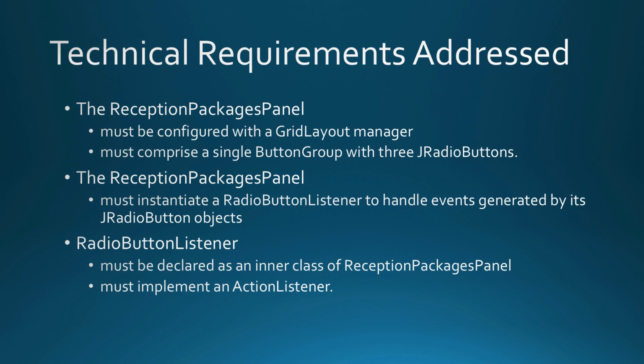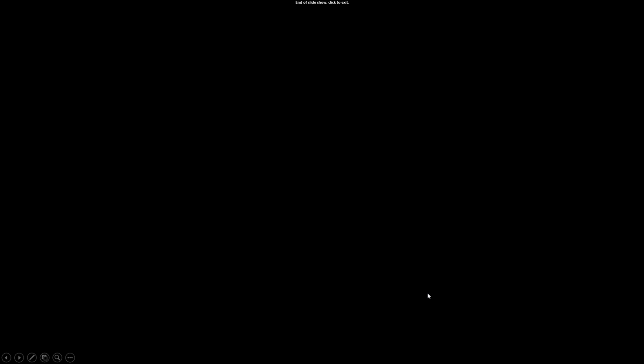The reception packages panel also has to instantiate a single radio button listener, and that radio button listener has to be declared, like our other listeners, as an inner class. And it's got to implement the action listener interface with the action performed method. Given that introduction, we'll now switch over to Eclipse so we can develop the code.